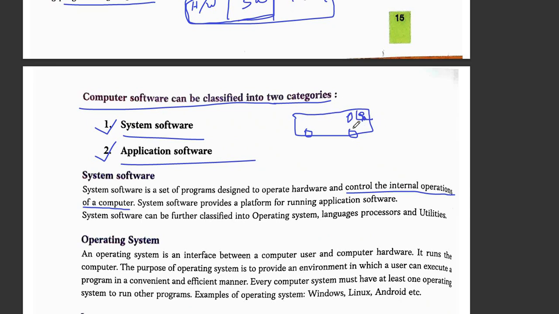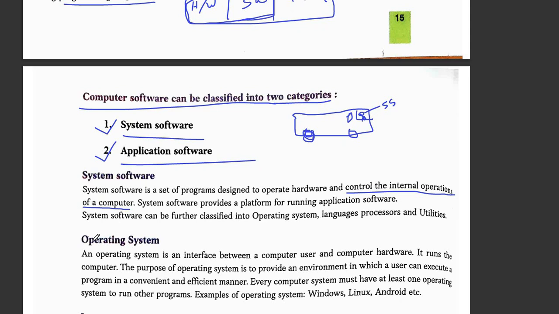To basically run this vehicle, is a TV needed? No, not needed. We don't need a TV to operate this bus, but we will always need a driver to operate this bus. We will definitely need a driver, otherwise it won't work. That is why the driver can be considered as a system software. Meaning, software without which our computer will not run at all, what are such software called? System software. Those softwares which are needed and a must to operate a computer are called system software.